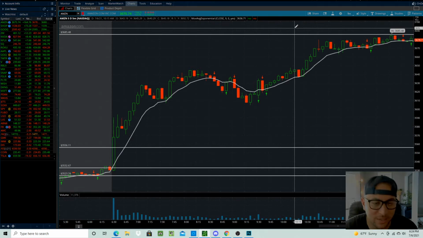One of them is a bounce off of the 9 EMA. The second one is a break and reclaim of the 9 EMA. They are almost similar, however, slightly different. So I'm going to go ahead and get started here.